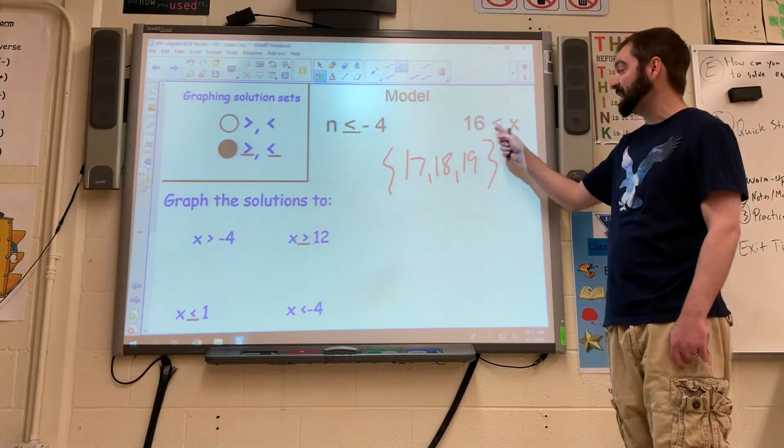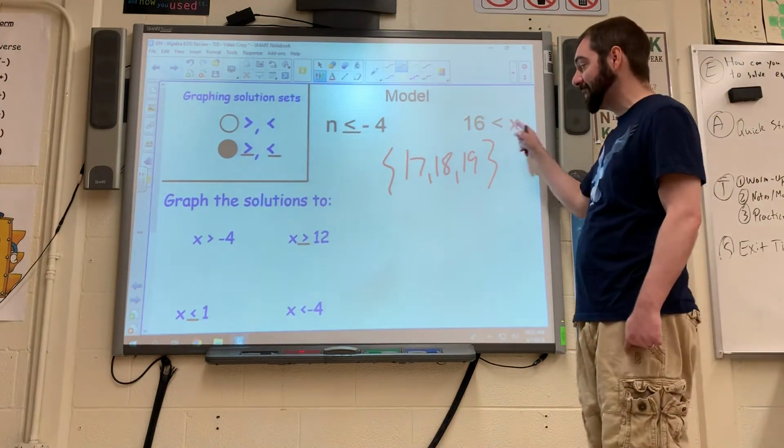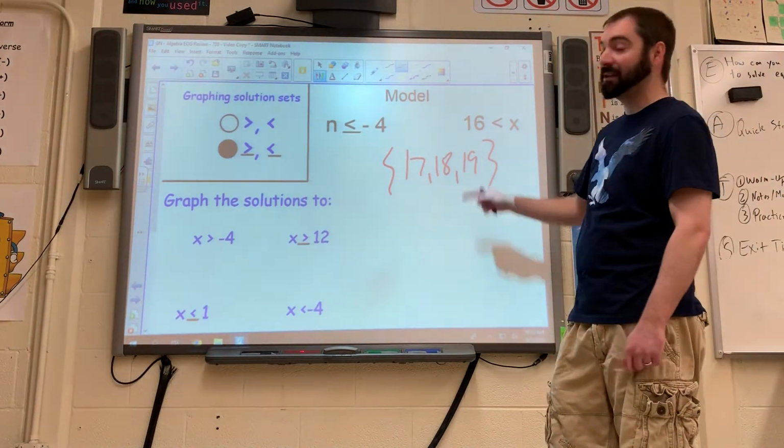The first 3 integers that are greater than 16 make 16 is less than x true. Again, this makes sense because 16 is less than 17, yes. 16 is less than 18, yes. 16 is less than 19, yes.